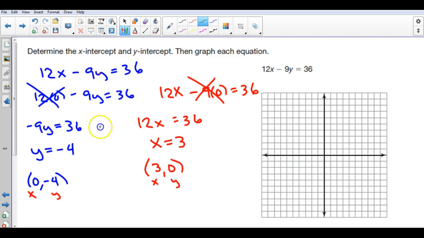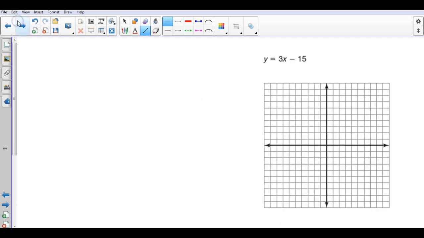So all that you have to do is plot both of these points and then connect the dots. So 0, negative 4 means it crosses the y-axis down 4. 3, 0 means I'm crossing my x-axis over 3. And then what we're going to do is just connect the dots on these 2 points, and that's our line. So that's how you graph a line using intercepts.